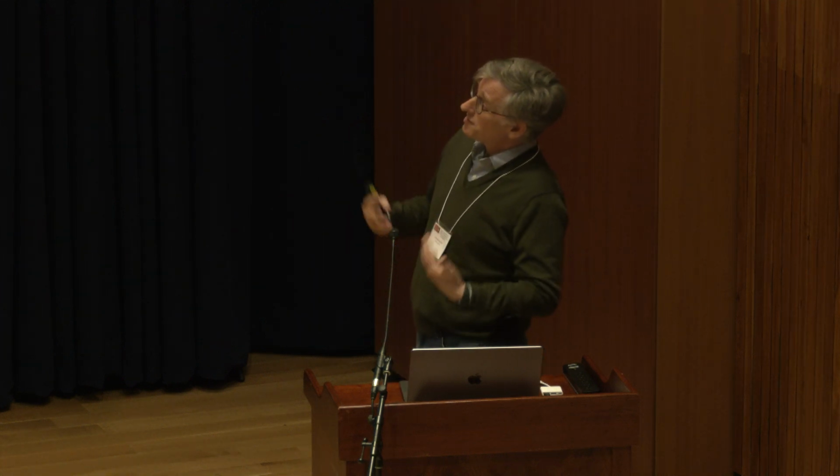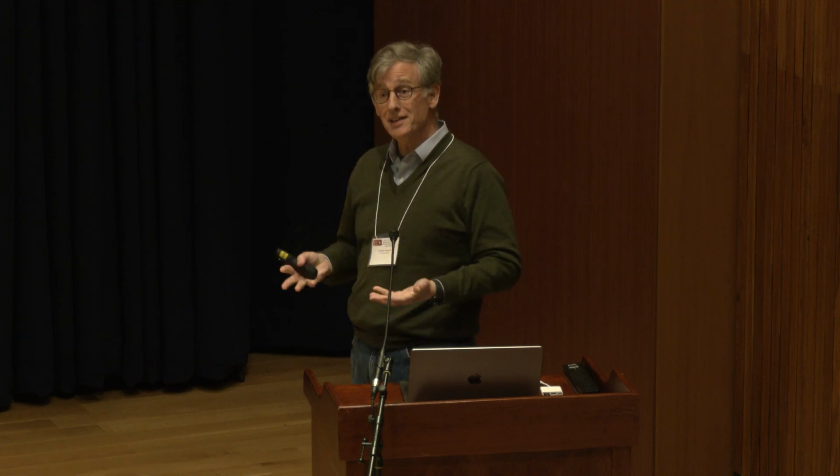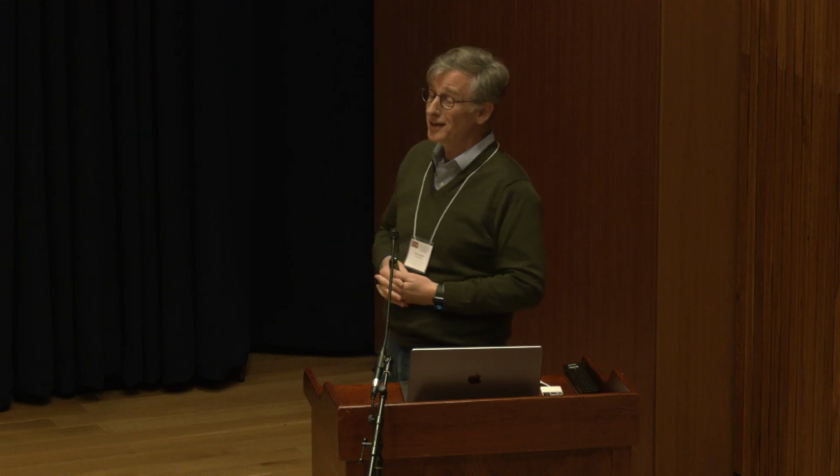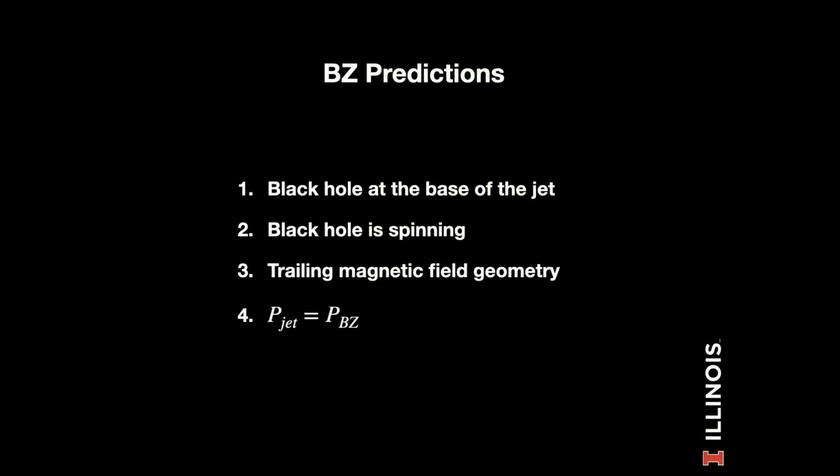So what predictions does Blandford-Znajek make for the origin of jets like the one that we see in M87? So the first prediction is kind of a low bar. There's a black hole at the base of the jet. I don't think anyone has seriously doubted this since the 1990s, but we'll get to that in a moment.